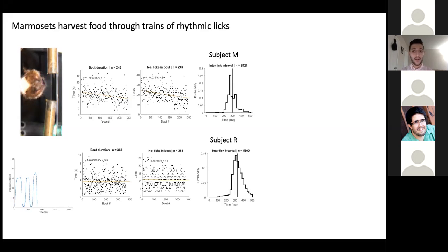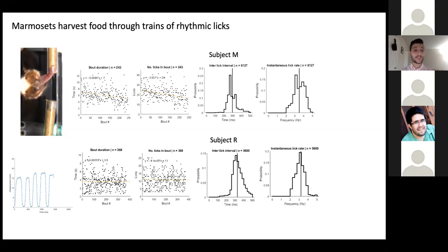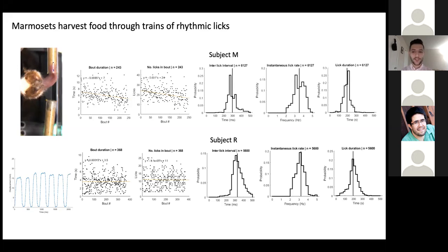Interlick intervals are fairly consistent across these two subjects. They're roughly about 300 milliseconds. These animals lick at about 3 hertz, give or take 0.3 hertz or so. And lick durations are also fairly consistent at about 200 milliseconds on average.